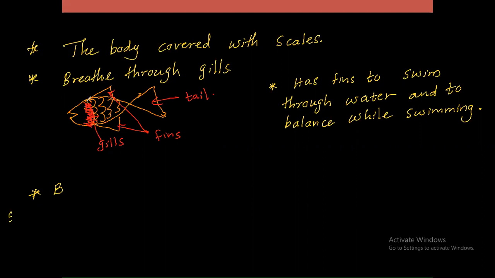Possesses eyes without eyelids. They have eyes but they don't have eyelids. We have eyelids but they don't have, right? They don't have eyelids. Eyes are there but no eyelids. Possesses eyes without eyelids. Possesses eyes. This is double S.